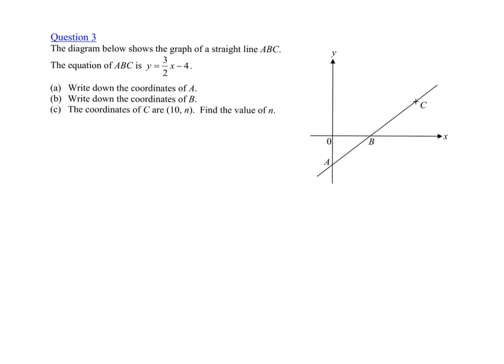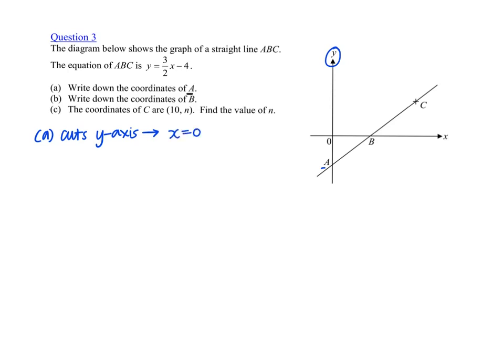Question number 3. The diagram below shows the graph of a straight line ABC. The equation of this straight line is y equals 3 over 2x minus 4. Write down the coordinates of A. If I want the coordinates of A, let's take a look at point A. Point A cuts which axis? Point A cuts the y-axis, right? If it cuts the y-axis, what happens to the x value? The x is equal to 0.